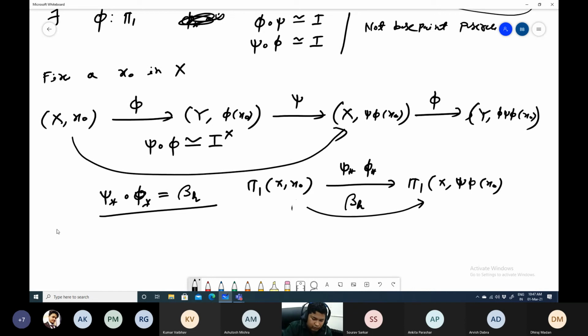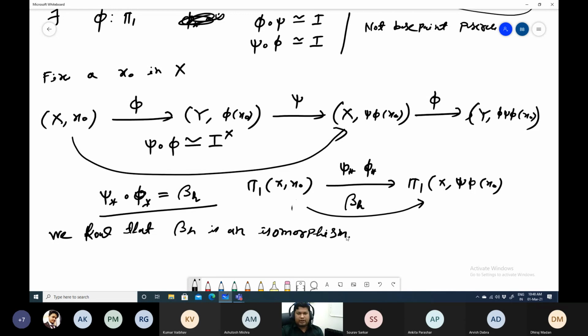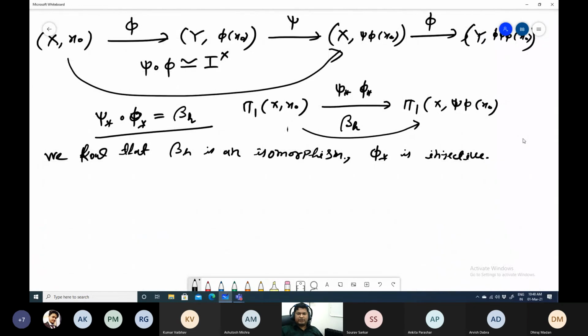Now we know that beta h is an isomorphism. Since this is an isomorphism, phi star is injective. That is just trivial, right? Because if you take phi star f equal to phi star g, just apply psi star again. Since it is an isomorphism, you will get that it is injective.